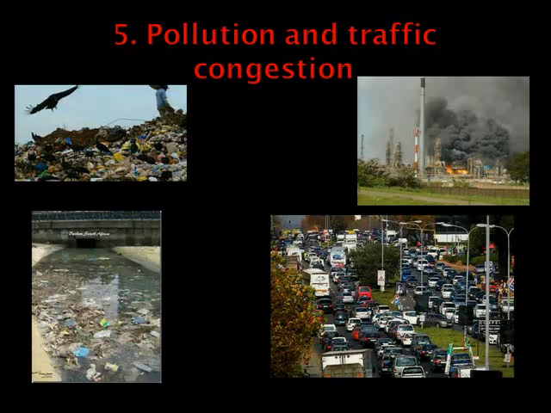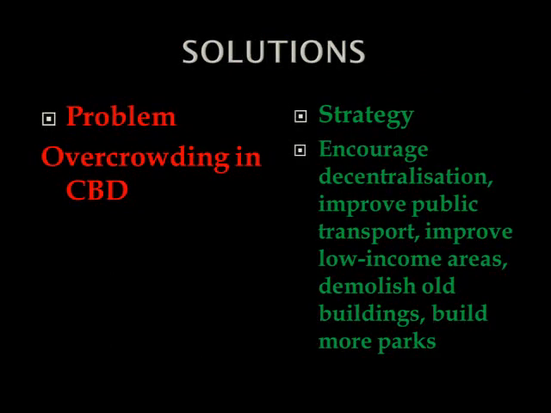Can we quickly move through the solutions? What do we do to solve the problem of overcrowding? There, the strategy: encourage decentralization, improve public transport, improve low-income areas, demolish old buildings, build more parks.